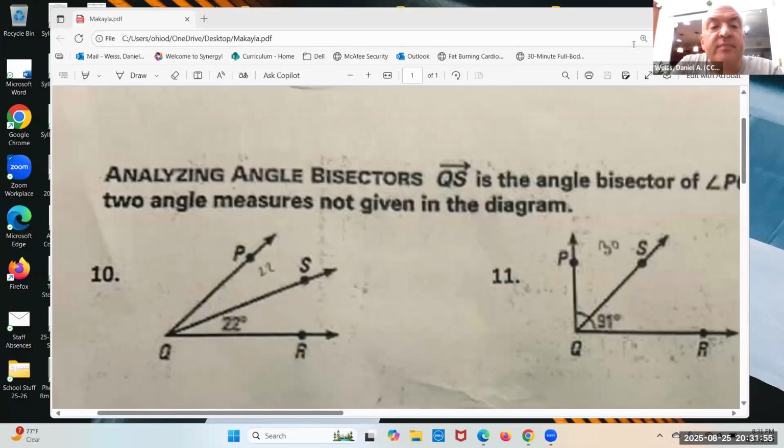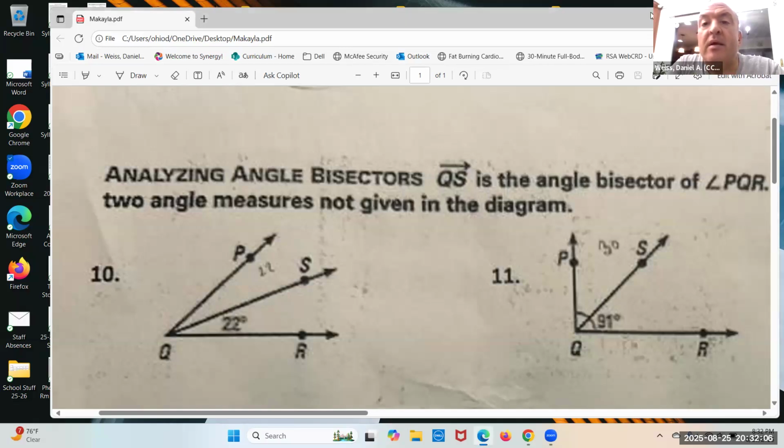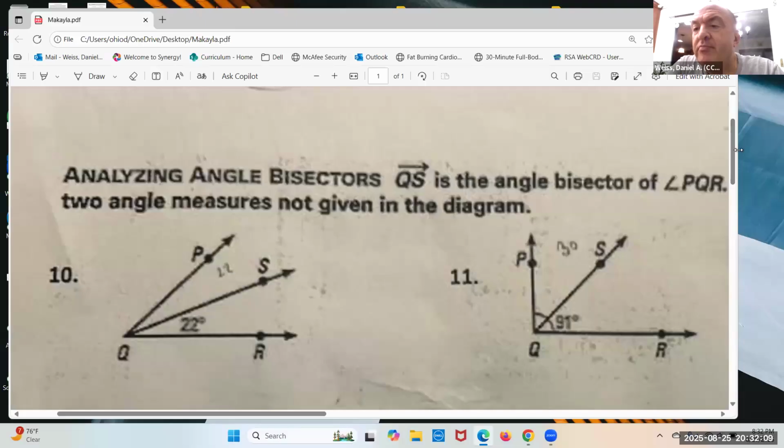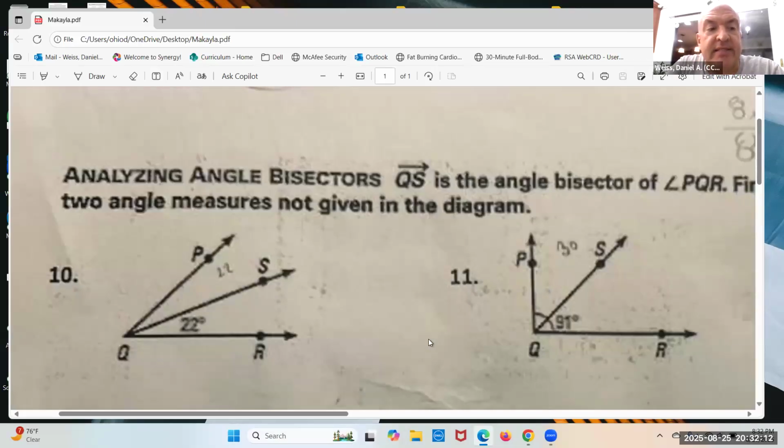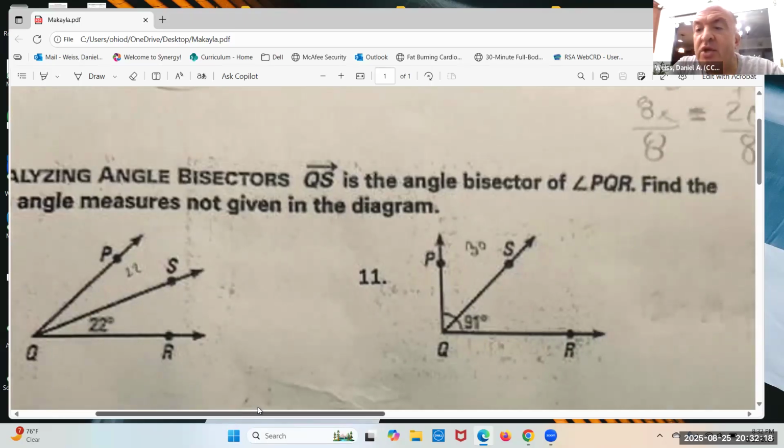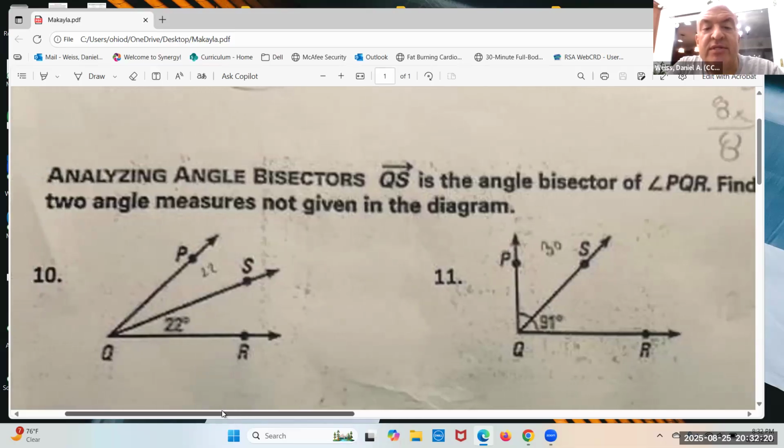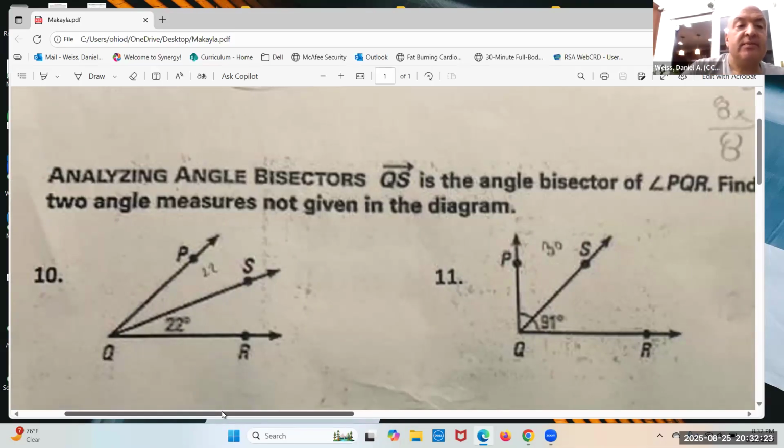All right, so here's what's going on. We have a situation here. It's an easy situation. Let me show you. It says that we're analyzing angle bisectors. That's a bunch of blah, blah, blah. It's really quite easy. It says QS is the angle bisector of PQR. Find the two angle measures not given in the diagram. That means this.